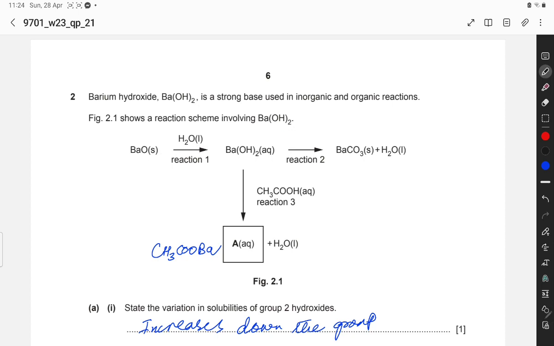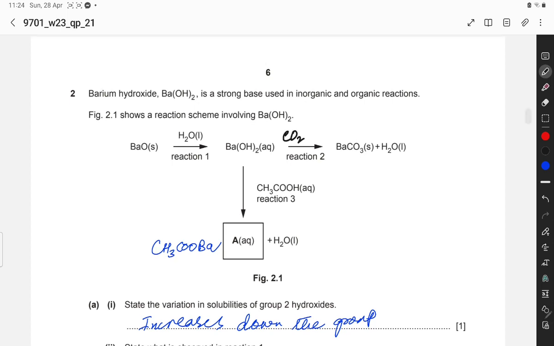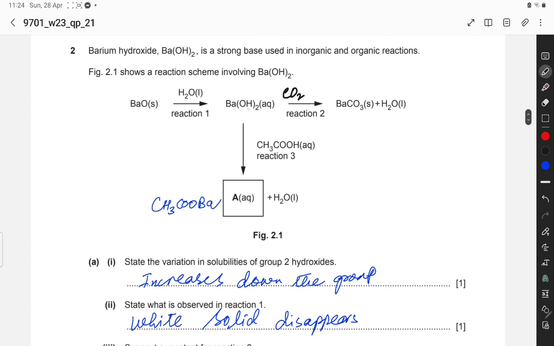Barium oxide dissolves in water to form barium hydroxide, and barium hydroxide reacts to form barium carbonate and water. When we add carbon dioxide over here, barium hydroxide absorbs carbon dioxide to form barium carbonate and water. And barium hydroxide also reacts with ethanoic acid to form barium ethanoate.